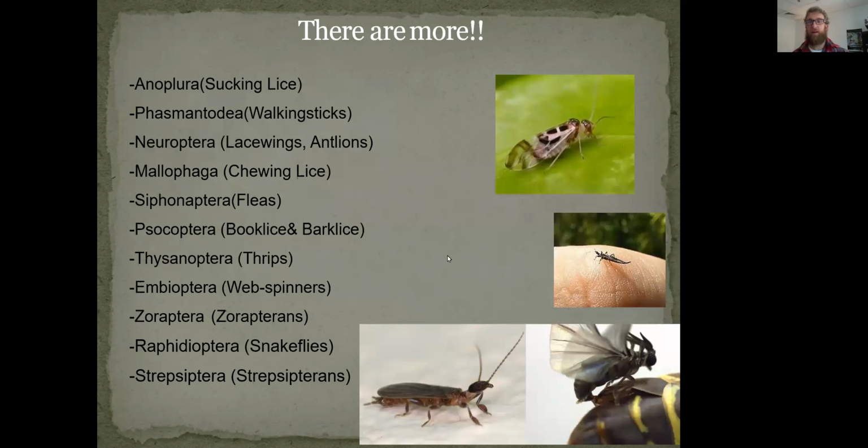All right, and then just to show you, these are all the other orders. A few of them, lacewings and thrips, are ones that we could have seen now, but we didn't pick up. Walking sticks will be later, and some of these other ones are pretty hard to find. But they're all out there, pretty interesting. Won't get into them right now.